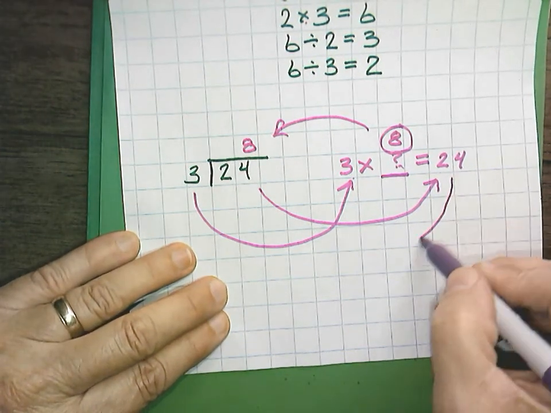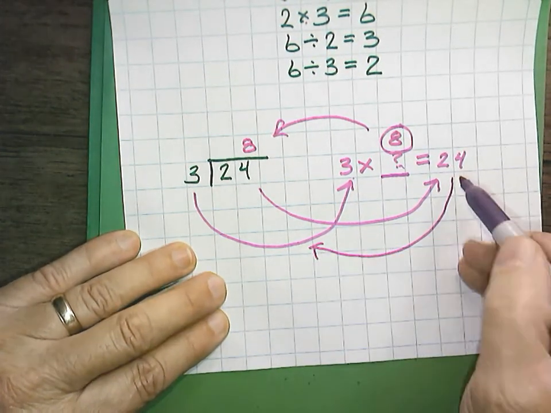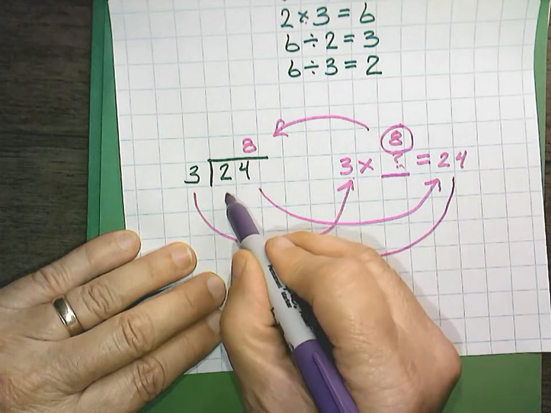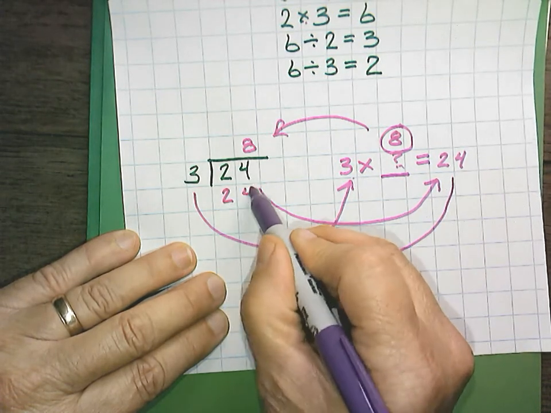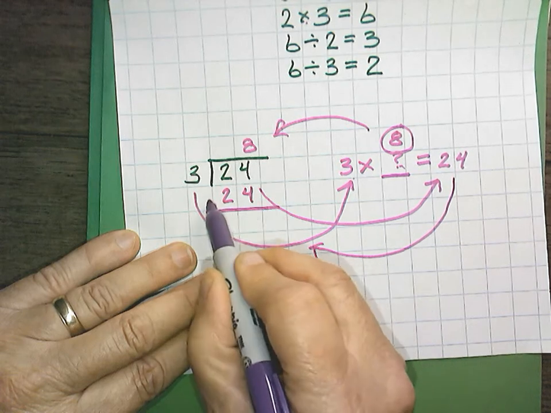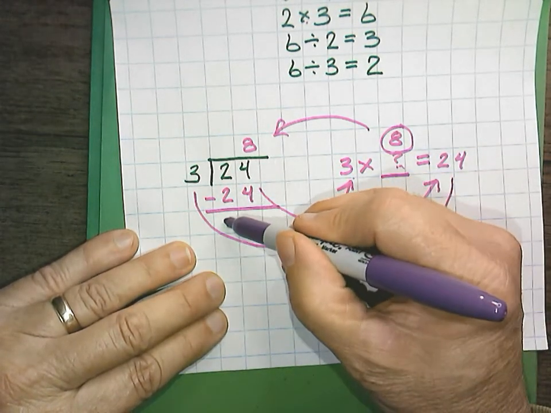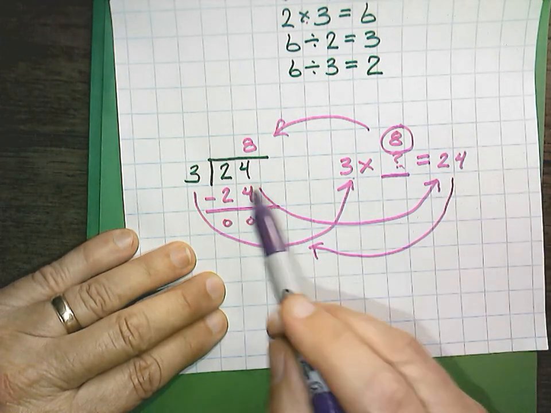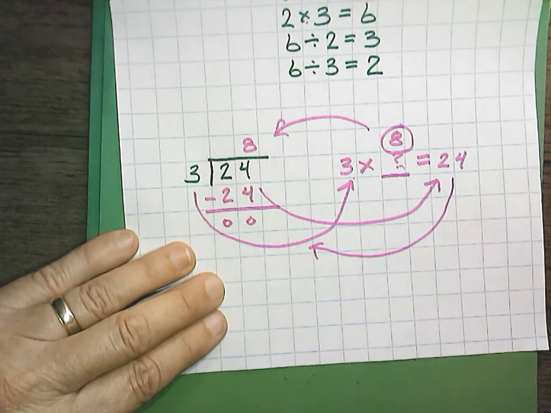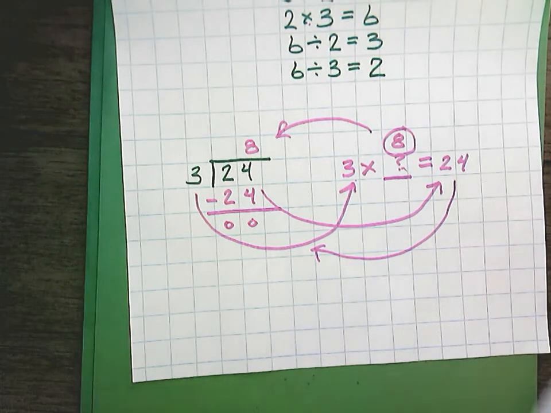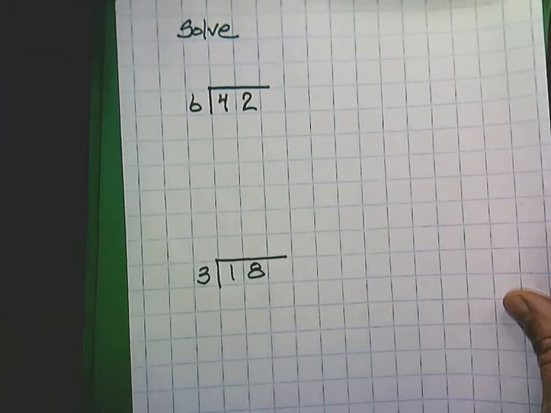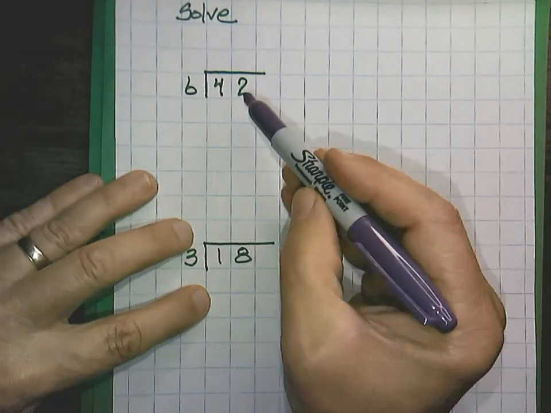And then the 24, as we're going to find out in later lessons, when the problems get a little bit tougher and we will have to find remainders, you can see that the 24 is exactly the same. If we were to subtract to find the difference, it would be 0. So in this case, 24 divided by 3 is equal to 8. Let's try a few more.